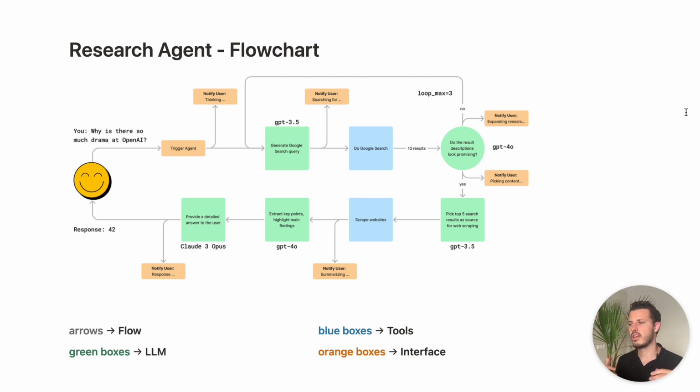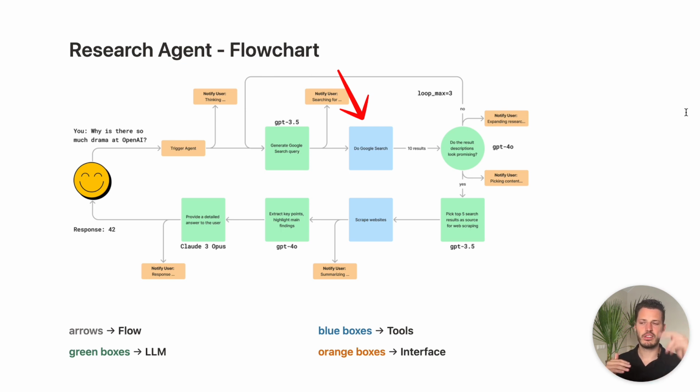On the left, you can see the smiley, right? So this is you. You use an interface to trigger the agent. And the first thing that will happen is we ask GPT 3.5, hey, based on this query, why is there so much drama at OpenAI? Can you please generate a Google search query? And it will do that. Then we will use this query to do a Google search, and Google search will probably respond with 10 links and with descriptions from the websites.